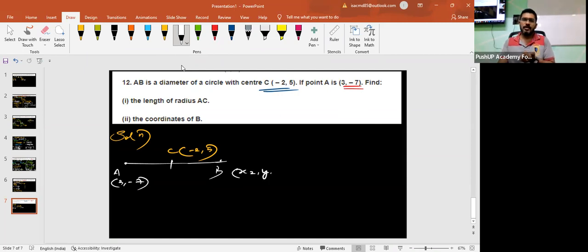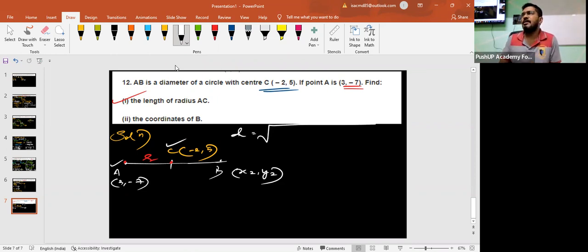So I'll assume it to be X2 comma Y2. The very first question: find the length of the radius AC. Very simple, children. You know from A to C is what? The radius. The total AB was what? The diameter. So AC is the radius. Even CB is the radius. Now, since you have the coordinates of both A as well as C, can't we use the distance formula to get the length of AC? Yeah. Children, when we were doing reflection, towards the end of the chapter, I had taught you the distance formula. Distance formula, D is equal to what?